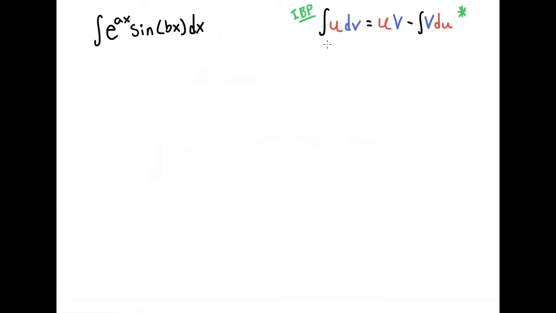So in order to do this, I'm going to identify a function u that we're going to take the derivative of. I'm going to identify a function dv, which we're going to take the integral of. So in our original formulation, I'm going to use u to be sine of bx, and I'm going to use dv to be e to the ax dx. We need the dx in here just so we can finalize the actual integration itself. So let's take a step over here to the side and do some work.